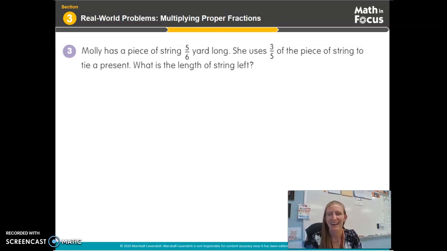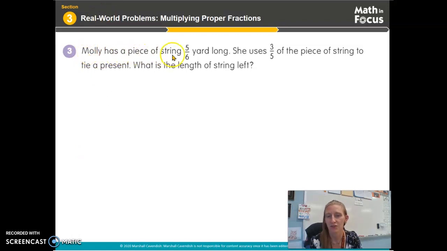Hi math friends! I'm here today to help you understand how to solve a word problem that involves fractions. The first thing I always like to do with these word problems is read the problem completely and identify important information. So let's do that.